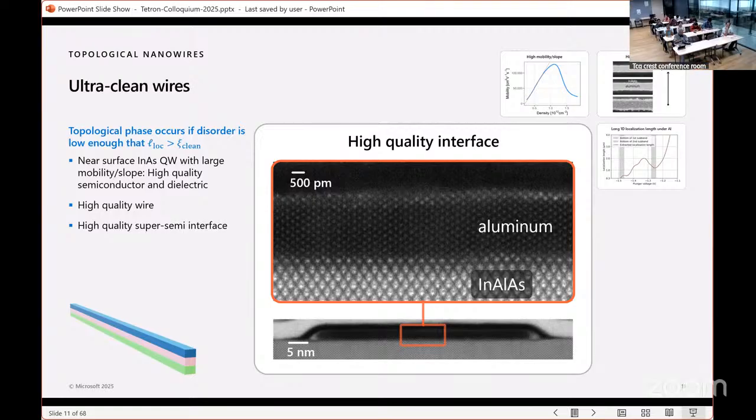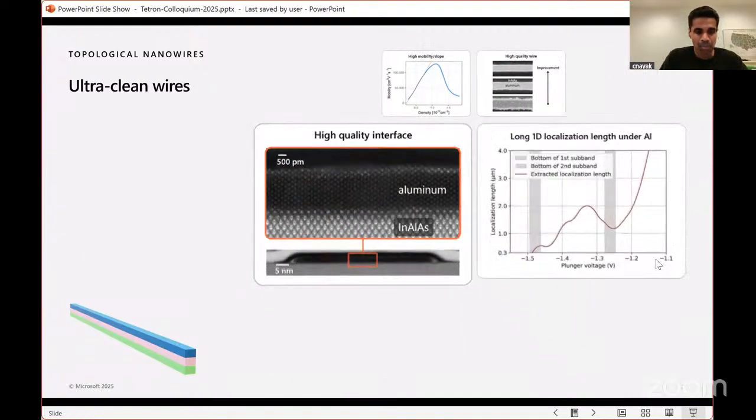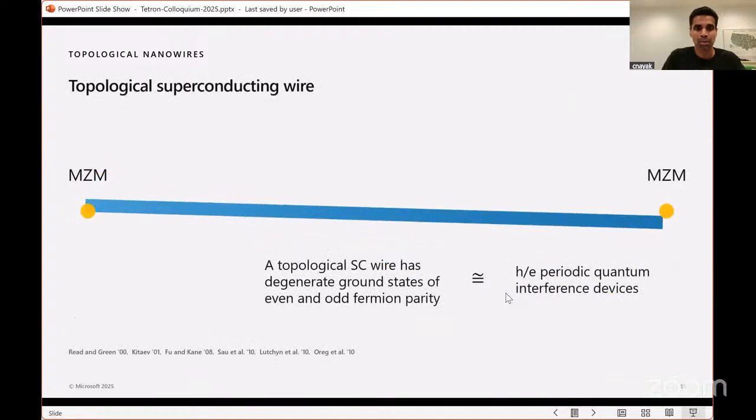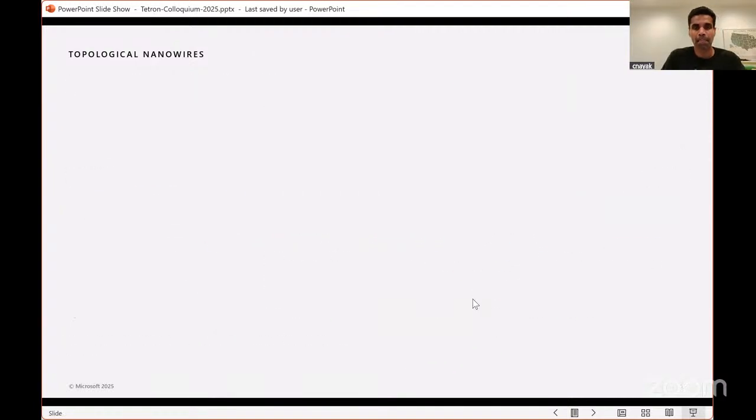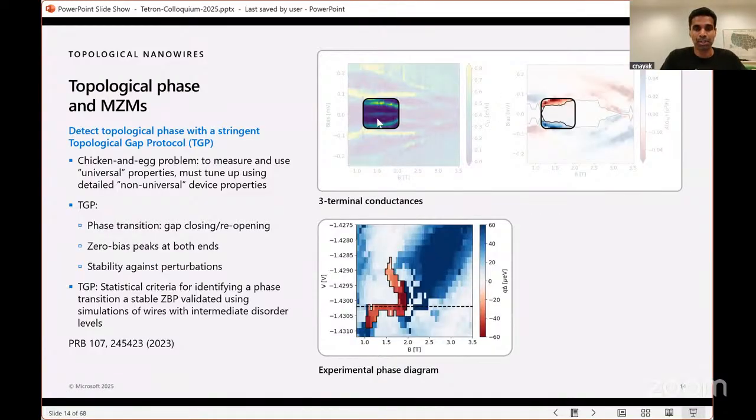Okay, my second question is on the topological phase. How did you check the stability against perturbation? Great. So the way we check stability against perturbation is, what you see up here is, actually, I'm going to go back here.